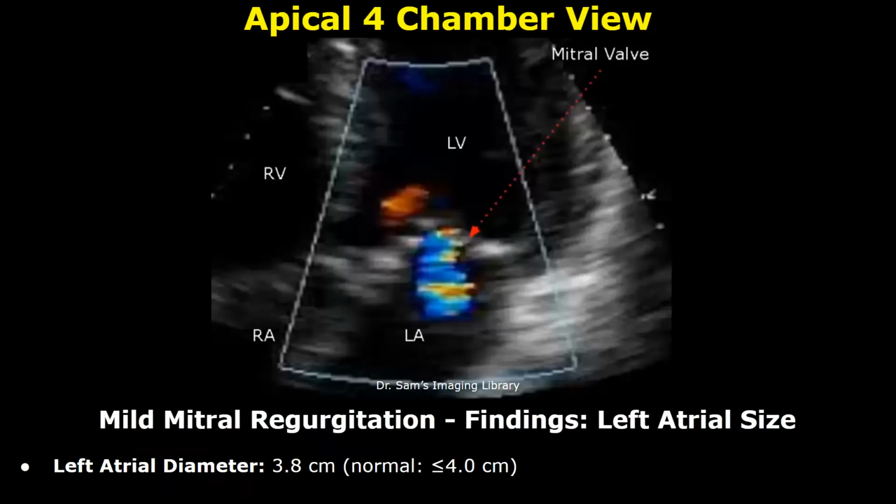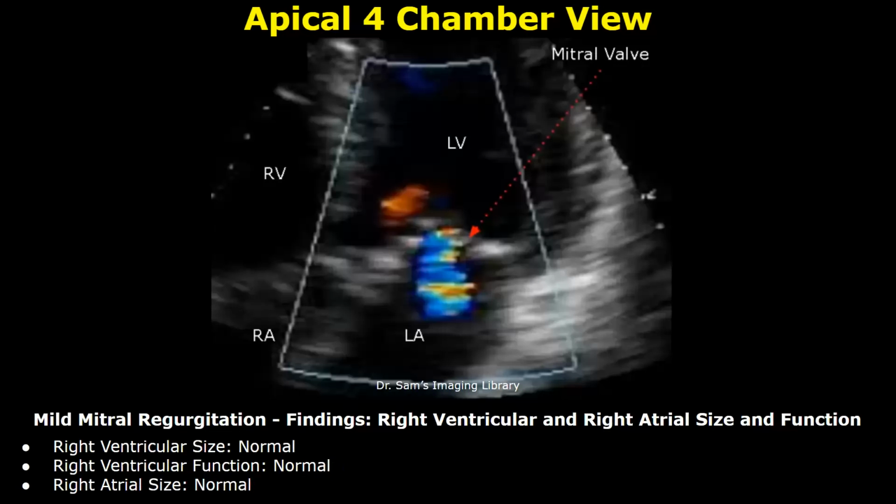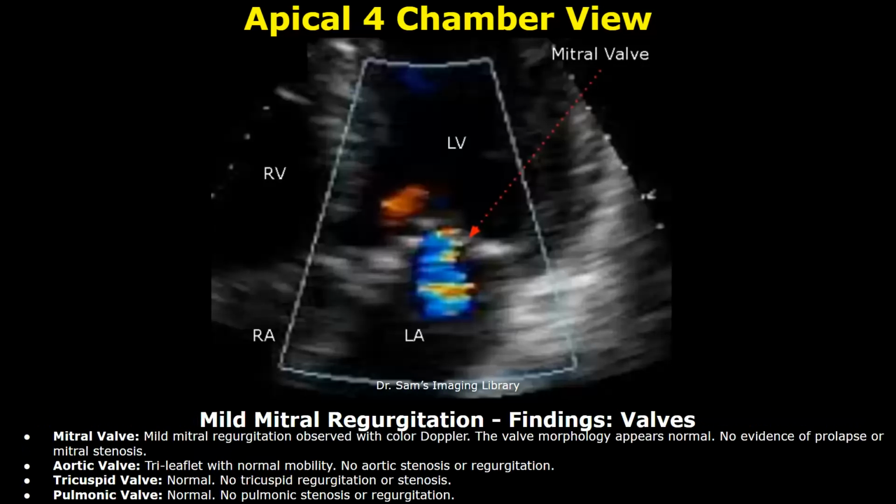The left atrial diameter is 3.8 centimeters, which is normal. The right ventricle and atrial size is normal, and the right ventricular function is normal as well. Here are the findings in the valves. Mild mitral regurgitation observed in the mitral valve with color Doppler. The valve morphology appears normal. No evidence of prolapse or mitral stenosis. The other valves are normal.